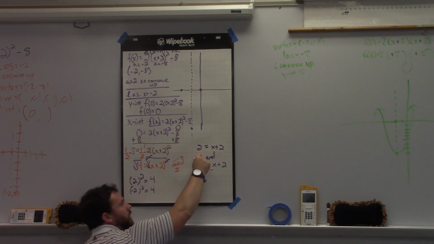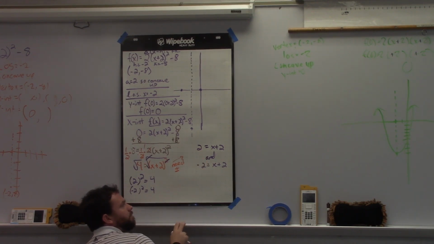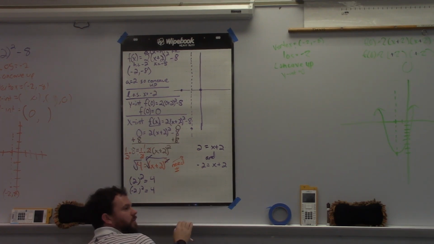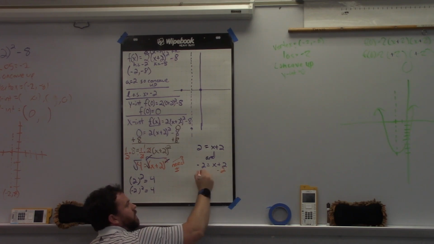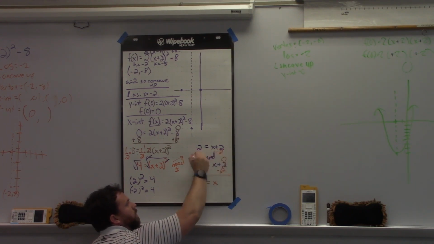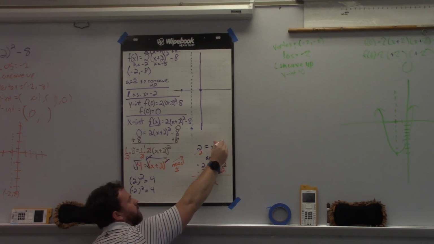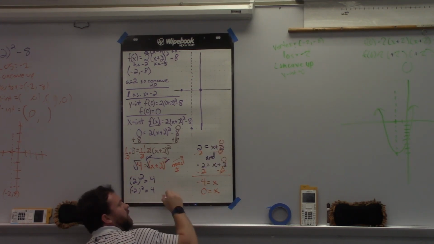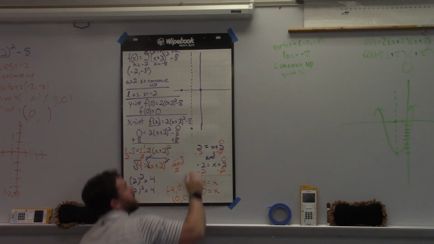But what am I now going to do to solve these equations? Guys, these are simple equations. Now, come on. Thank you. Minus 2. What's negative 2 minus 2? Negative 4. What's 2 minus 2? So I get x equals negative 4 and x equals 0. And that was when my output was 0. And so does that match these x-intercepts?